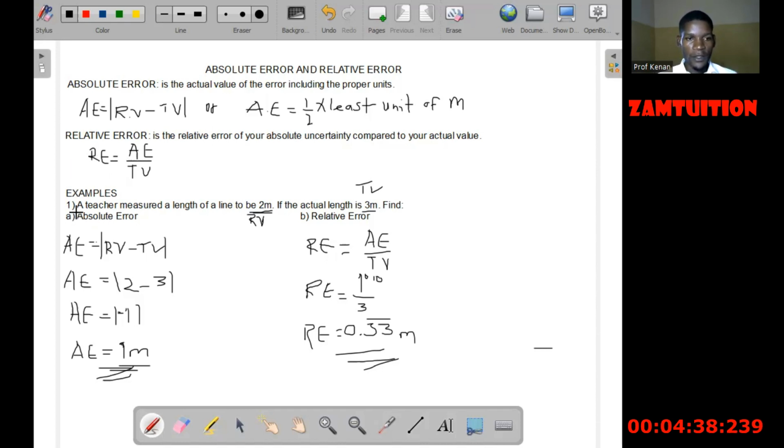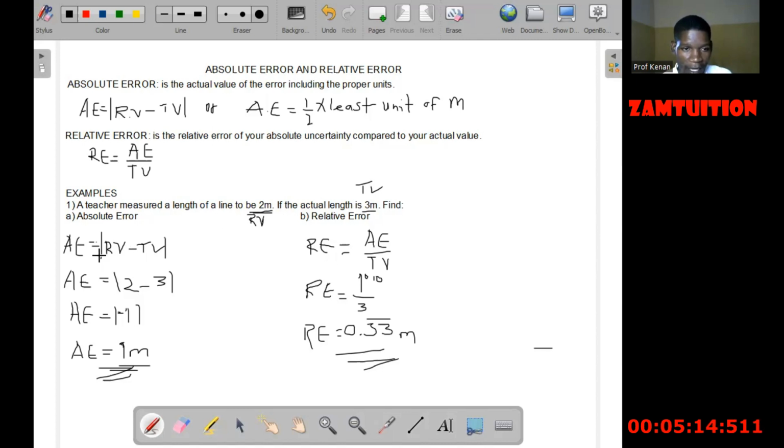Examples. The first example: a teacher measured the length of a line to be 2 meters. If the actual length is 3 meters, this is our true value. So I've put TV here, and here I've put RV, which is the recorded value. Find the absolute error and also the relative error. So you have been given two things: the recorded value and also the true value.